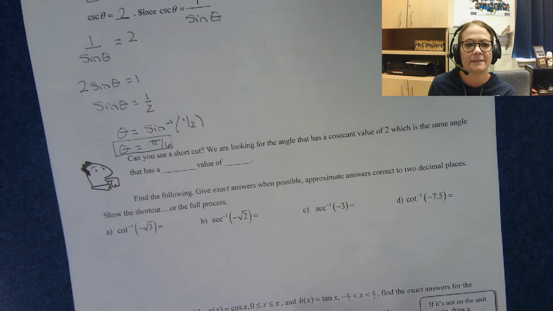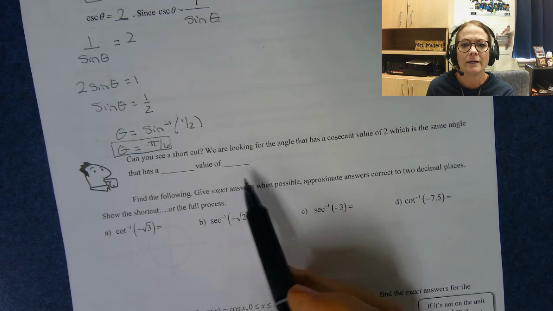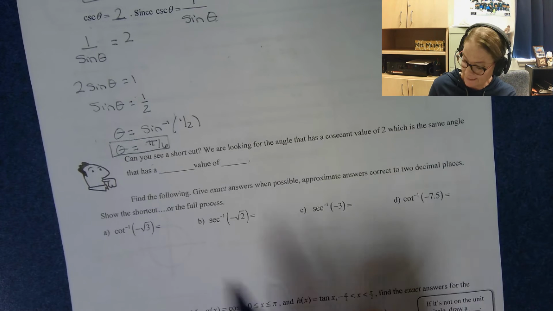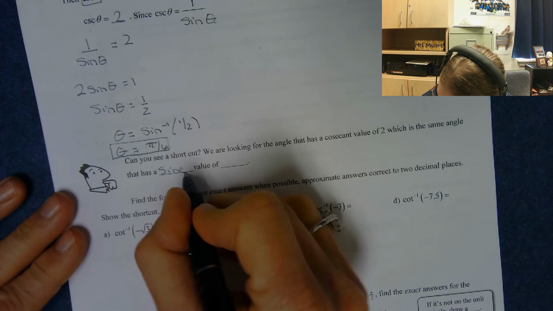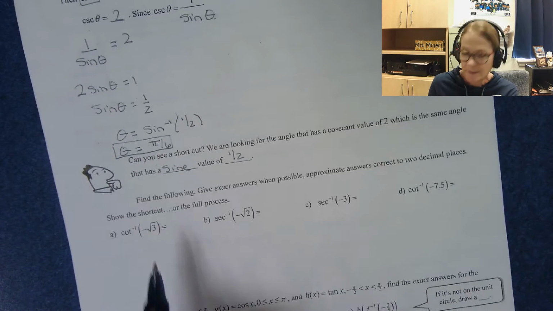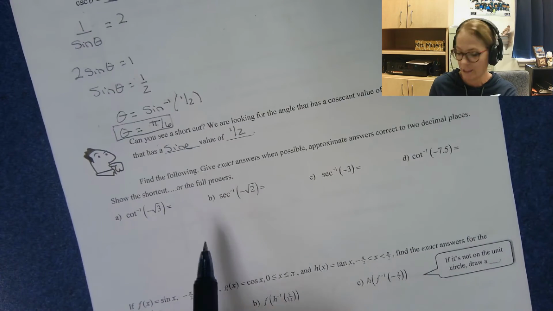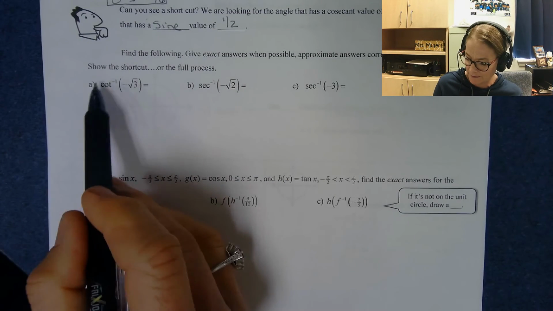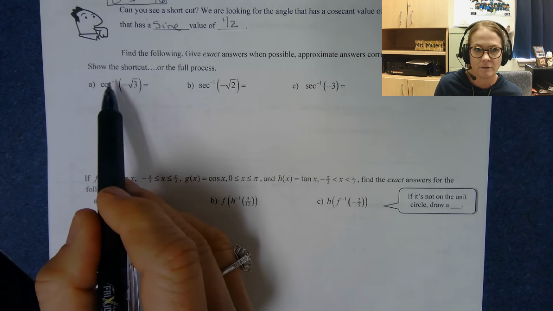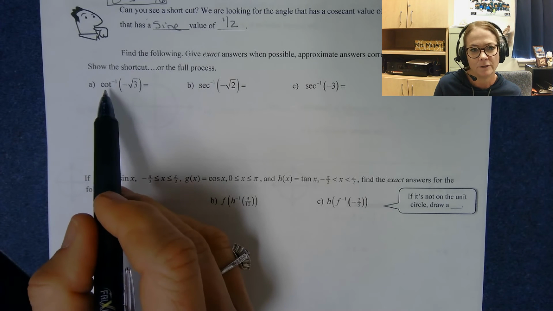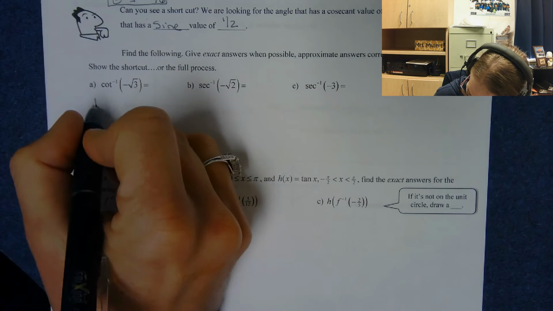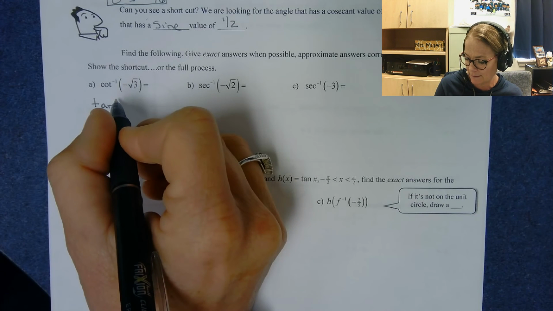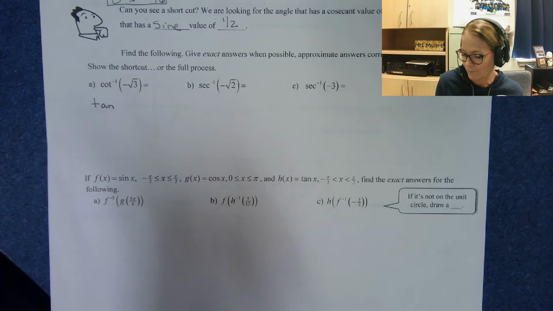The next part says, can you see a shortcut? Well, yeah. We are looking for an angle that has a cosecant value of 2, which is the same angle that has a sine value of 1/2. Given this shortcut, watch how quickly these problems go. If you're dealing with the inverse of a co-function, like cotangent, just switch it to one that's more friendly: sine, cosine, and tangent are the first ones we learned.